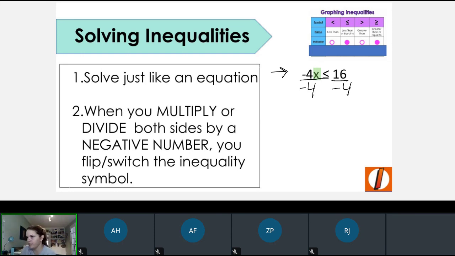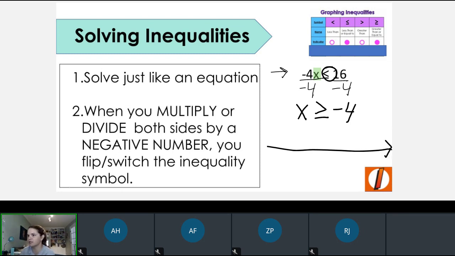So -4 divided by -4 becomes 1, so we just get 1x. Now I have to flip my sign. So now it's going to go the other way. 16 divided by -4 is -4. So my solution set is X is greater than or equal to -4.